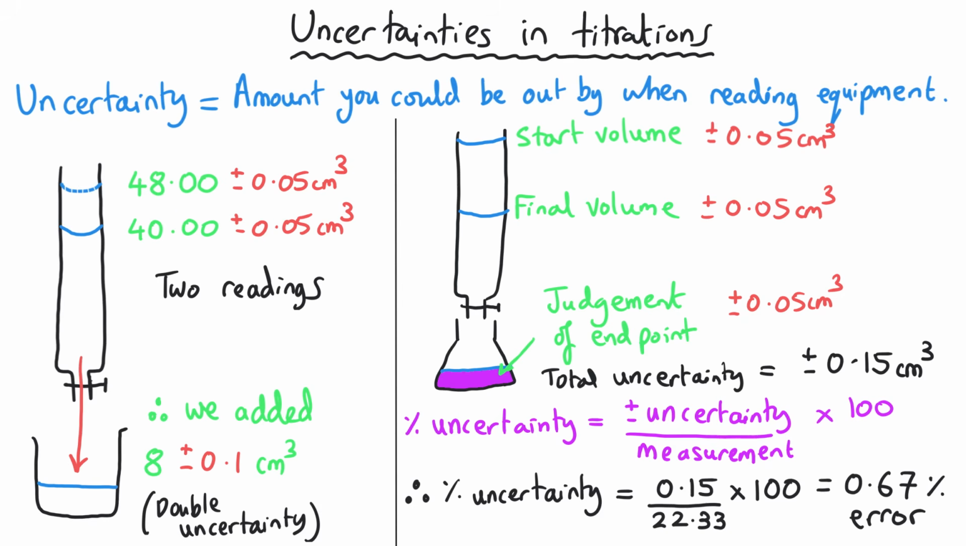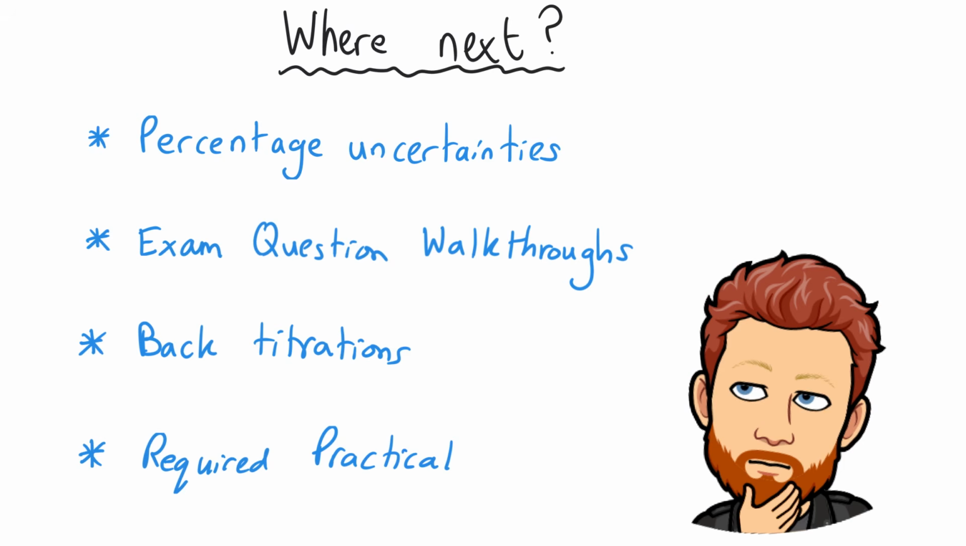This isn't a huge percentage, but it could be the difference between you getting exactly the true value or the claimed value for a particular concentration and being slightly out. This means the equipment has got a small error associated with it that could explain a small deviation from the true value. Okay, that's the end of this video.